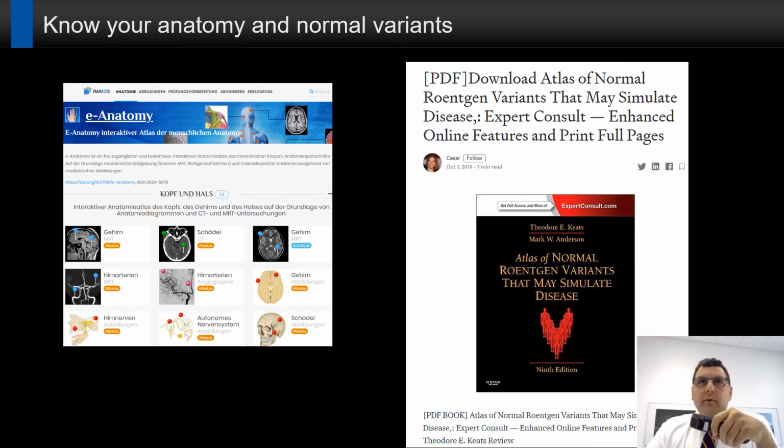Before we start, it's very important for this specific topic that you know your anatomy, especially normal variants. I always advise to use online atlases these days because they are ready and always available online, and most of our people are always connected to the internet. It's also very important to know the normal variants, and there is a key book from Theodore Keats. It's a very traditional book, but it's the best ever written about this topic, and it's always mandatory to have this in the bookshelf behind the reading place.